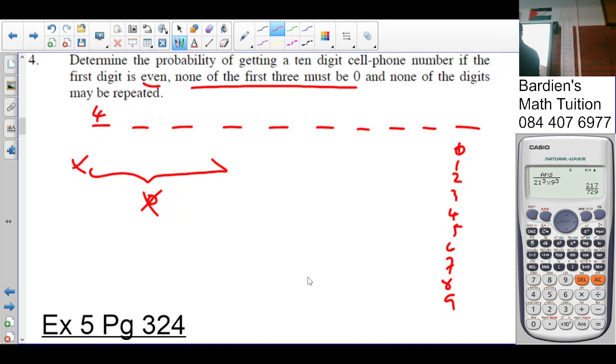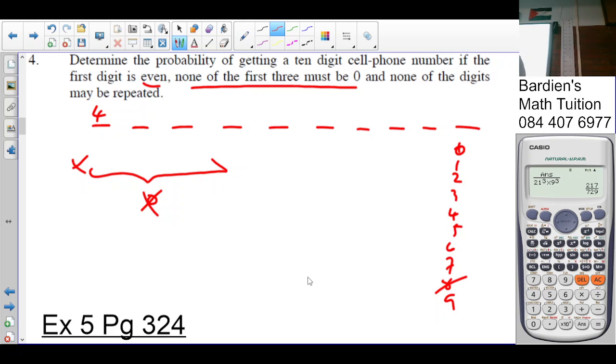Okay. So you use one even number. Then you use any of these even numbers. Just say you take 8. So how many options are we left with? 9.